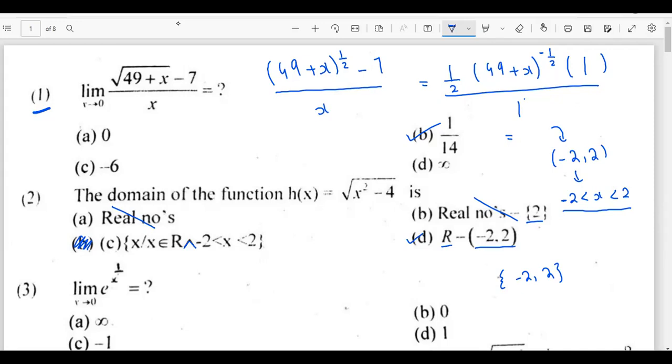Part C is basically saying greater than -2 and less than 2. Yeah, part C is referring to this problematic set. It says all the real numbers intersection with this set. So that would give us all the values greater than -2 and less than 2. So this is again the same set which is wrong. Yes. Very good.